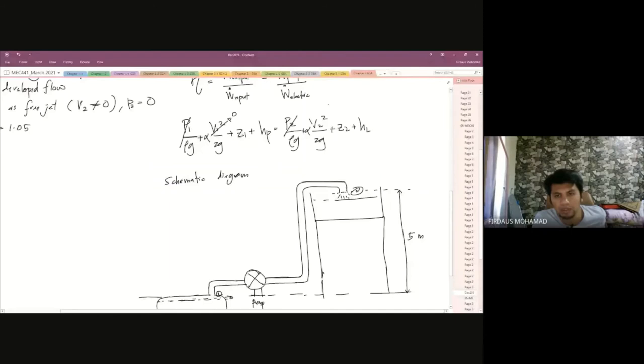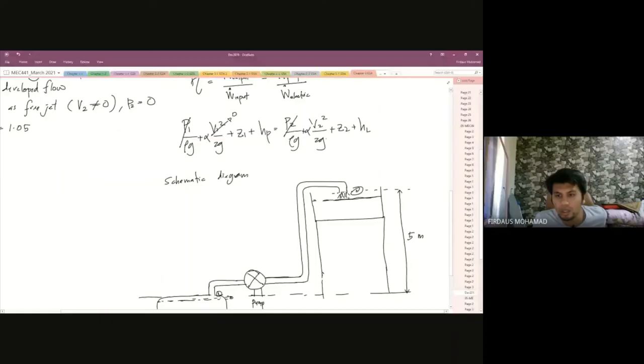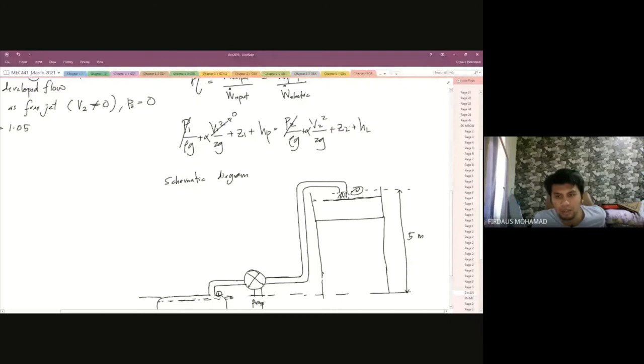And V2 cannot be zero, because there is velocity here. It is not at the water level in this tank. So it is the water velocity for the free jet released from the pipe. And then Z2, and HL. We must consider HL for the major losses and also minor losses. Okay? So any question?